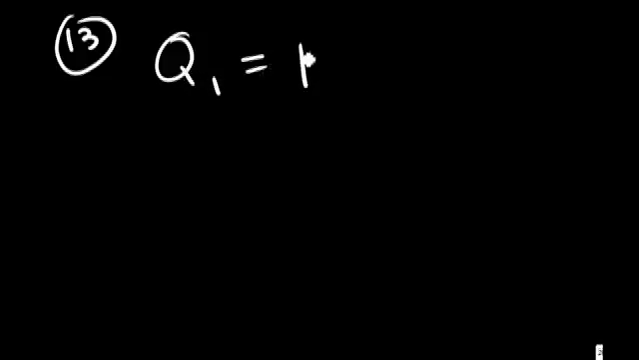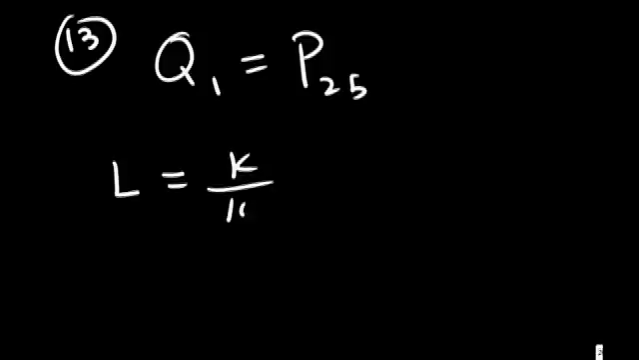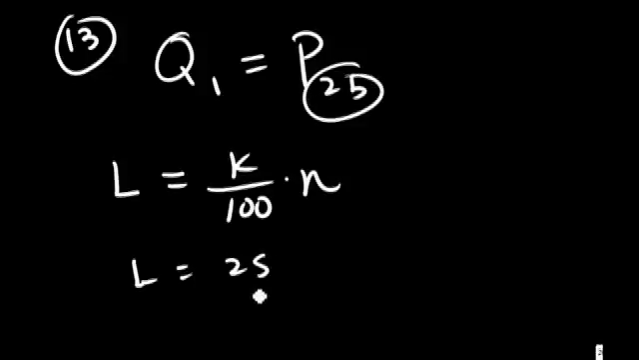Question 13. We're going to determine the first quartile, which is also the 25th percentile. In order to determine the 25th percentile, we need the locator. That's defined to be k over 100 times n. Since the value of k here is 25, we need to determine the number of data for question 13.